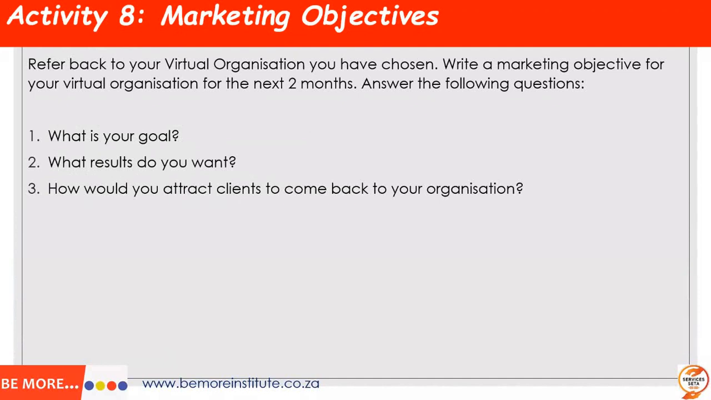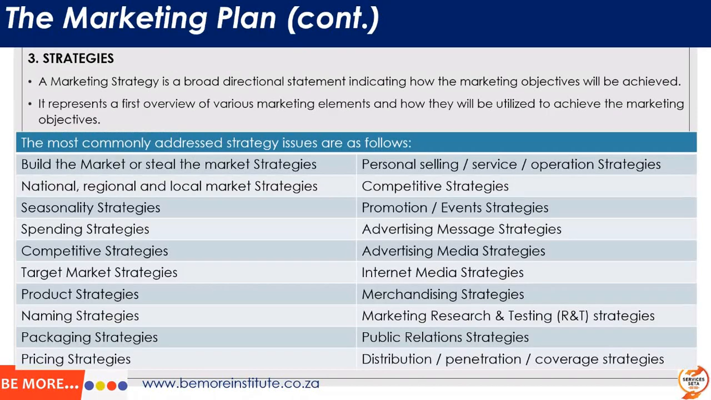As we said, what is your goal? What results do you want? How would you attract clients to come back to your organization? So this is a follow-up on the exercise that we've already started. And then the next step is looking at the strategies. The marketing strategy is a broad directional statement indicating how the marketing objectives will be achieved. It represents a first overview of various marketing elements and how they will be utilized to achieve the marketing objectives.